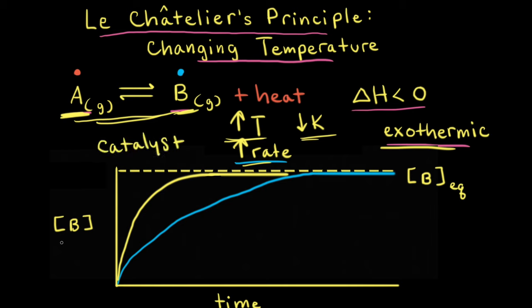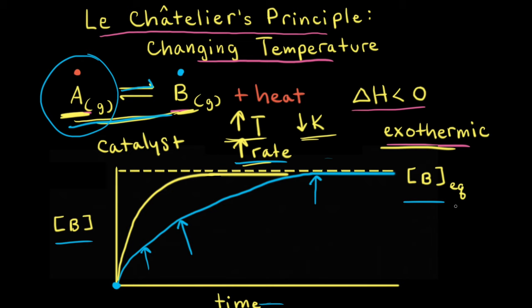Let's look at a graph of concentration of B versus time. And we're going to start with this blue curve here, which represents the hypothetical reaction without a catalyst, so the uncatalyzed reaction. When time is equal to zero, the concentration of B is zero because we start with only A. And as A turns into B, the concentration of B increases over time, and eventually the concentration of B becomes constant. And when the concentration of B becomes constant, the reaction reaches equilibrium. So this dotted line here represents the concentration of B at equilibrium.